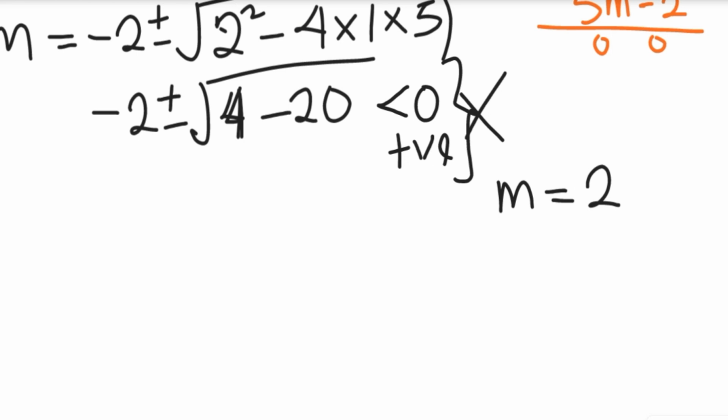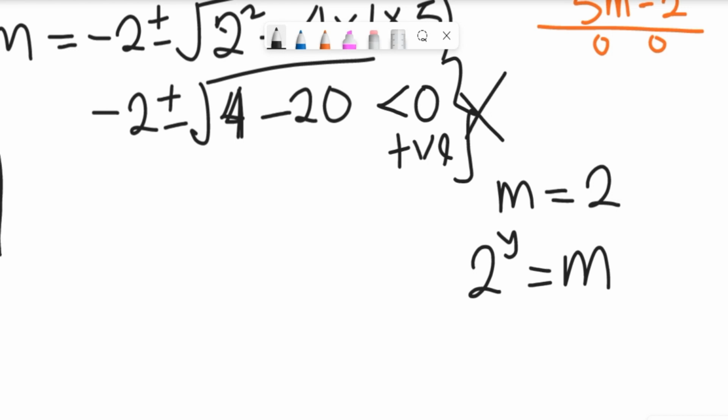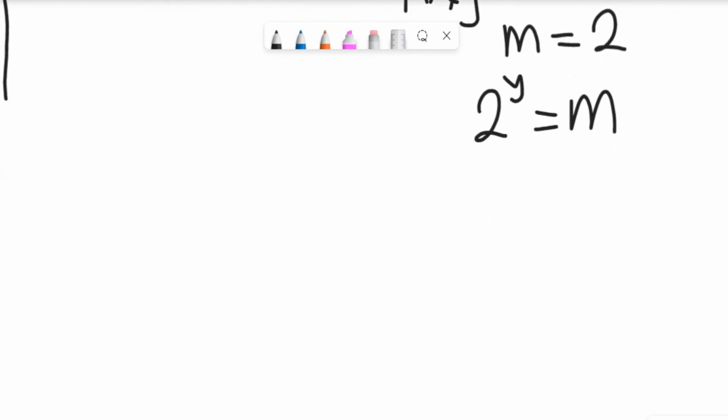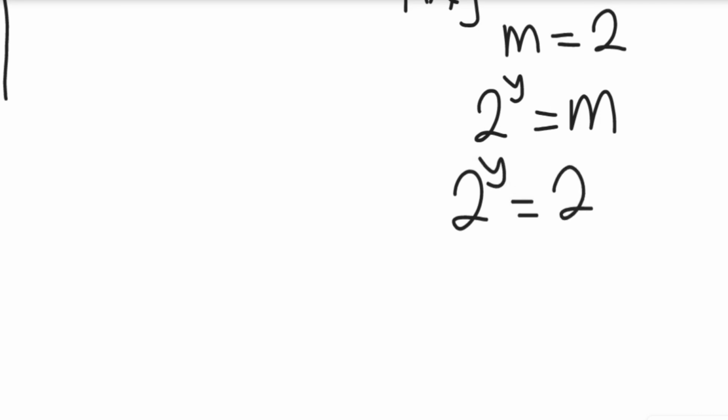So what do we do from here? Remember, we use the expression that 2 to the power of y is equal to m. So when we substitute the value of m, which is 2, into this expression, 2 to the power of y is equal to 2. And we'll find out that 2 by default is raised to power 1. Since they have the same base, we equate the powers, so y will be equal to 1.